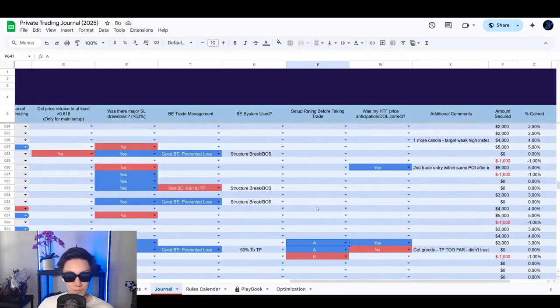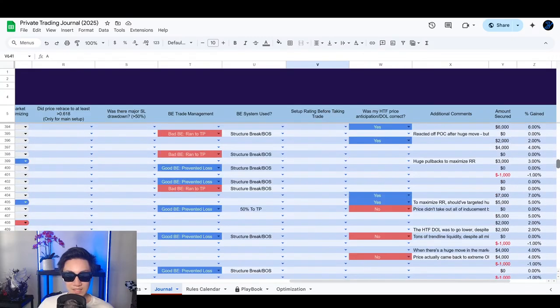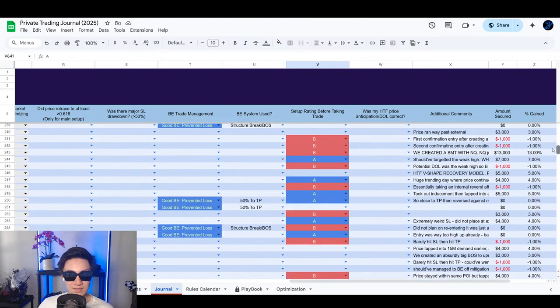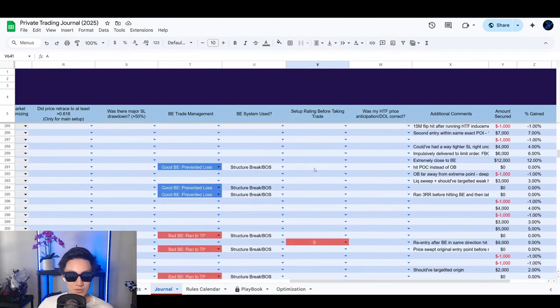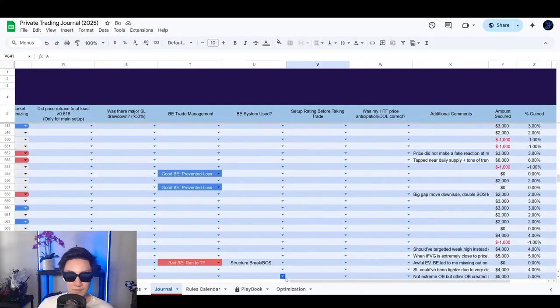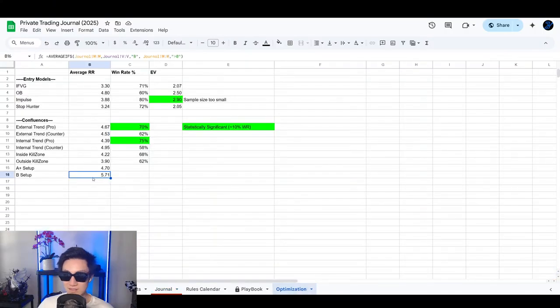Now here's the one problem with this, which is not good right now. I've only journaled and kept track of setup rating before taking a trade a few times. So you can see a majority of trades did not have this column journaled. Therefore, this statistically means nothing here.